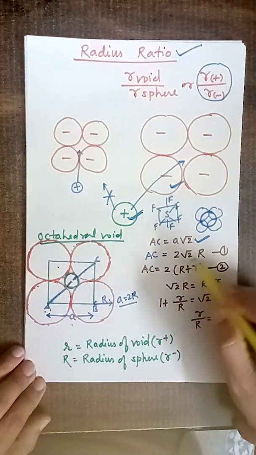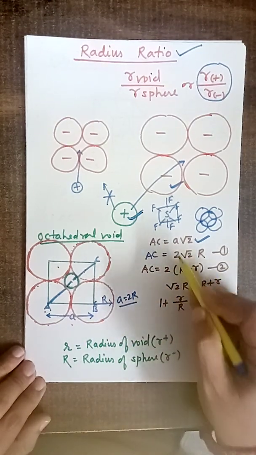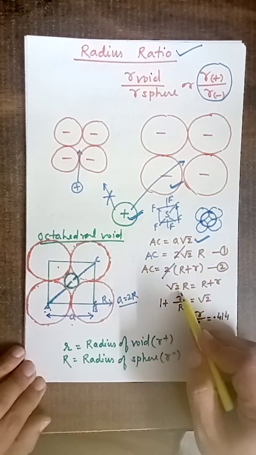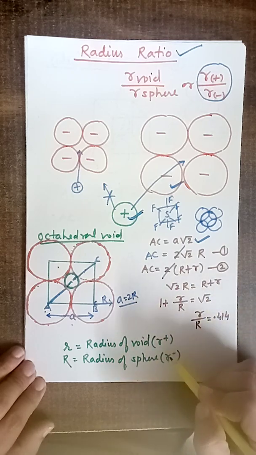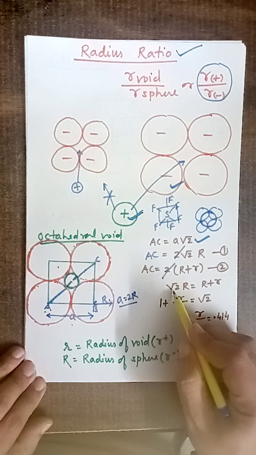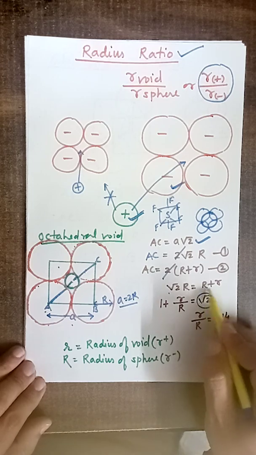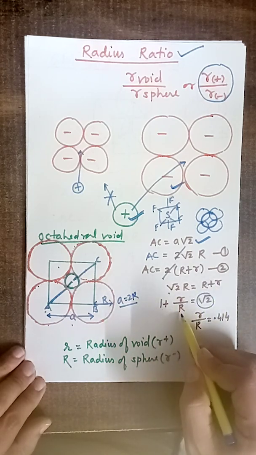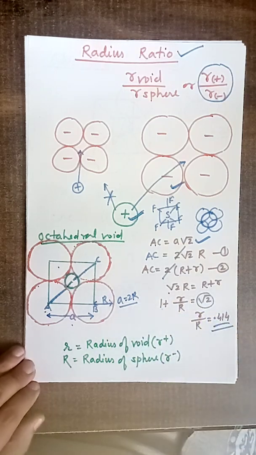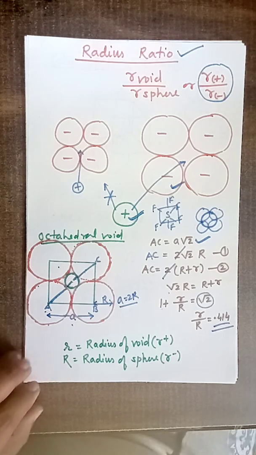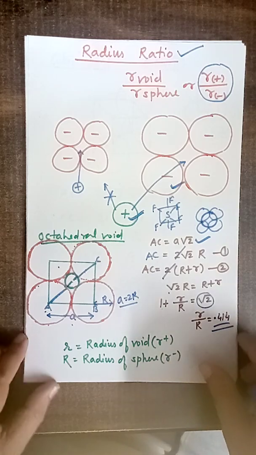Equation number 2. Now compare equations 1 and 2, equalize them. When you equalize them, you can write 2 root 2 R equals 2(R + r). This 2 will cancel by 2, so root 2 R equals R + r. Divide by capital R here, and when you divide, you find here only root 2. Once we divide by capital R, here also we divide by capital R, and it becomes 1 plus r upon R. So finally r upon R equals root 2 minus 1, which is 0.414. So here the radius ratio for octahedral void, the radius of cation to the radius of anion, should be 0.414.